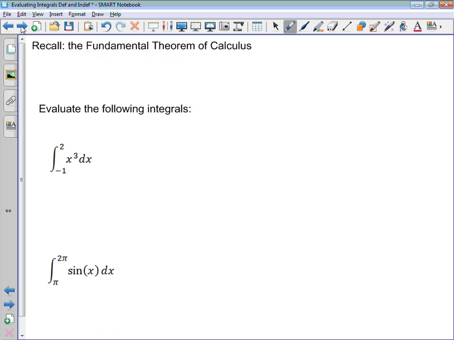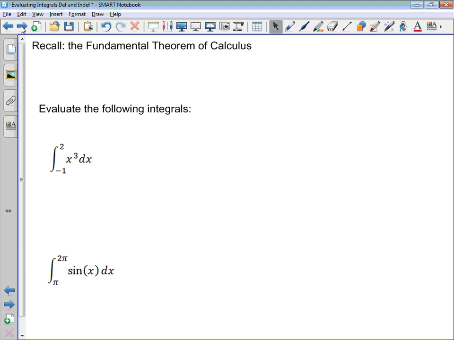So let's actually get to an individual question here. It says up at the top, recall the fundamental theorem of calculus. That's just what we did on the previous slide. So now we want to actually evaluate the following integrals. These integrals that we see right here are what we call definite integrals, because we are given definite values of a and b that we want to integrate in between.